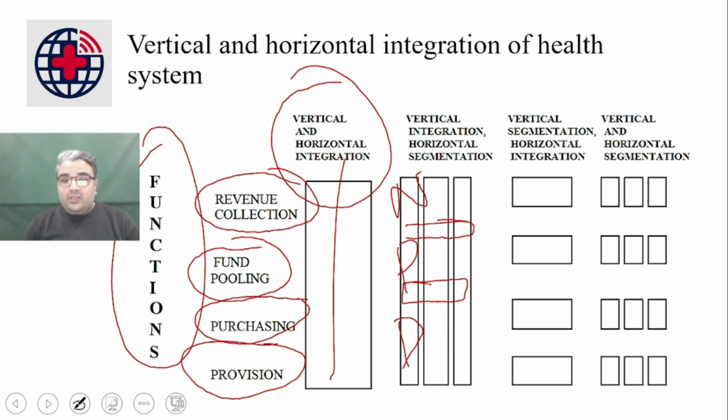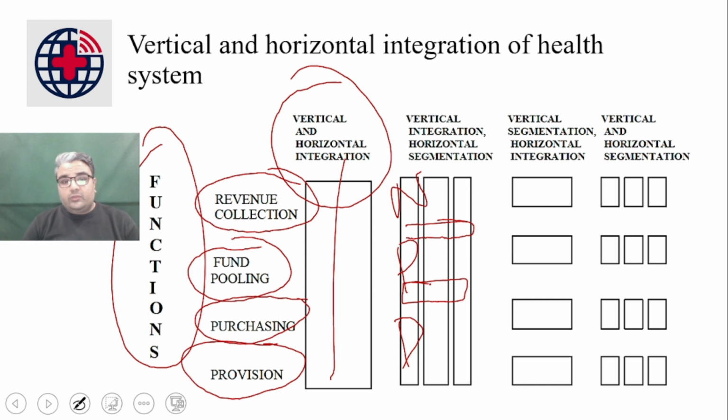There is another system in which you have vertical segmentation, but horizontal integration. What does that mean? That even though horizontally, all the primary healthcare services, the revenue collection for them, the fund pooling for them, the purchasing and the provision, is being done simultaneously for all of them, and all the stakeholders are on board for the PHC, for the horizontal health system, the vertical health system is not integrated.